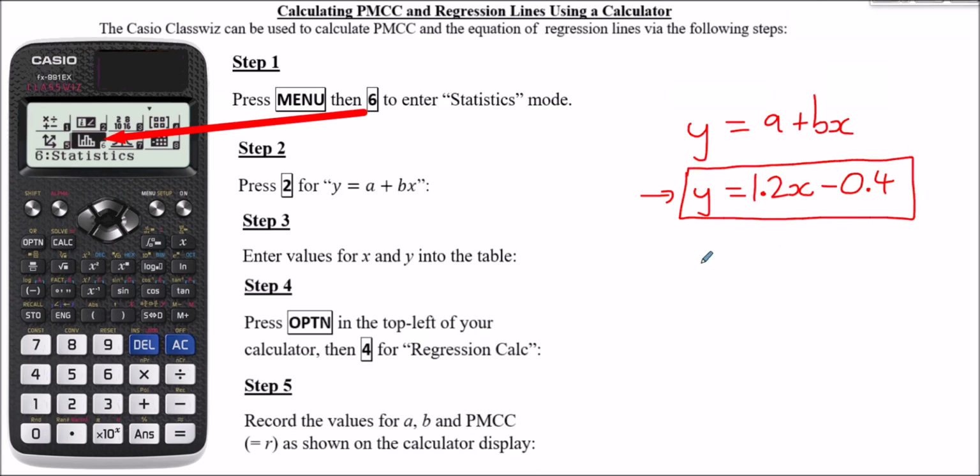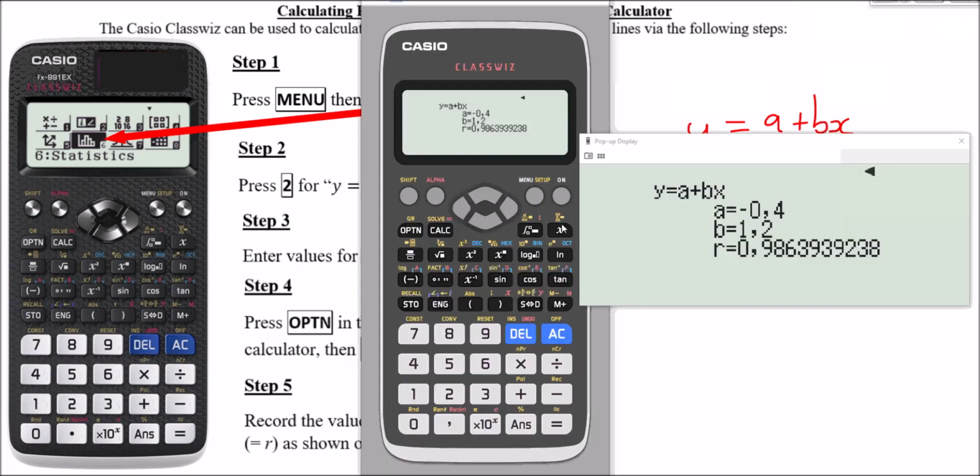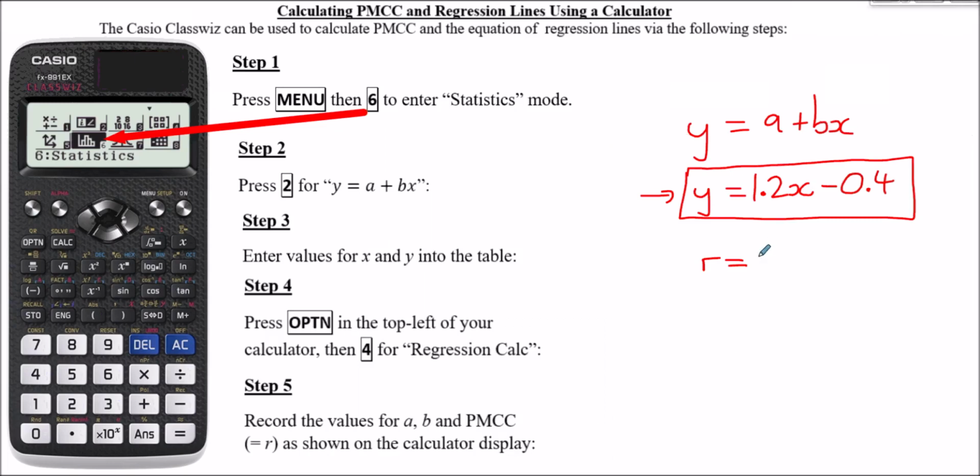And of course record down that r equals 0.986. Very strong correlation. And that's all there is to it. The calculator does the legwork.